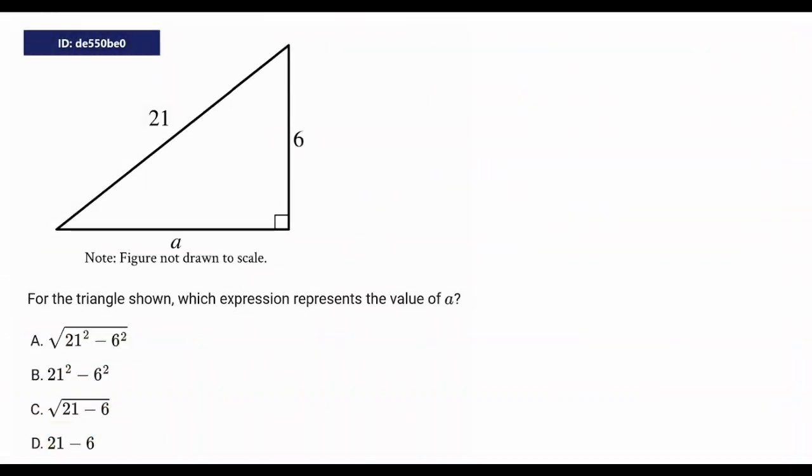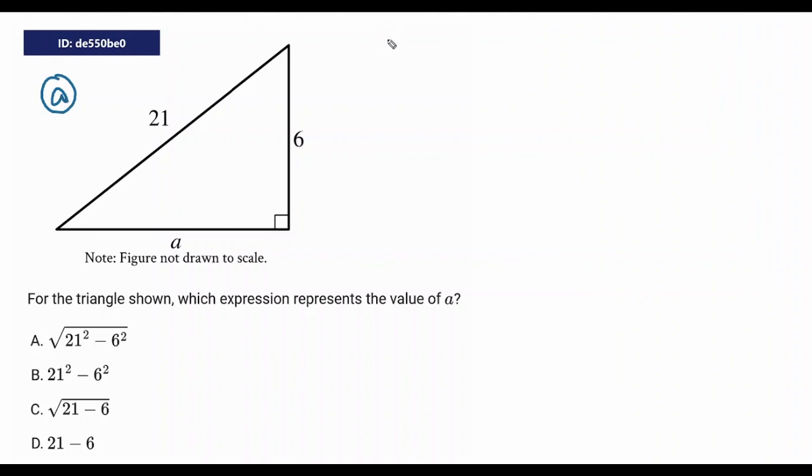This one's a medium geometry problem, and if you're struggling with it, it's probably because you're insisting on dealing with square root terms instead of easy numbers that are easy to deal with. For the triangle shown, which expression represents the value of a? So I'm just going to write down a, and I'm going to circle it.